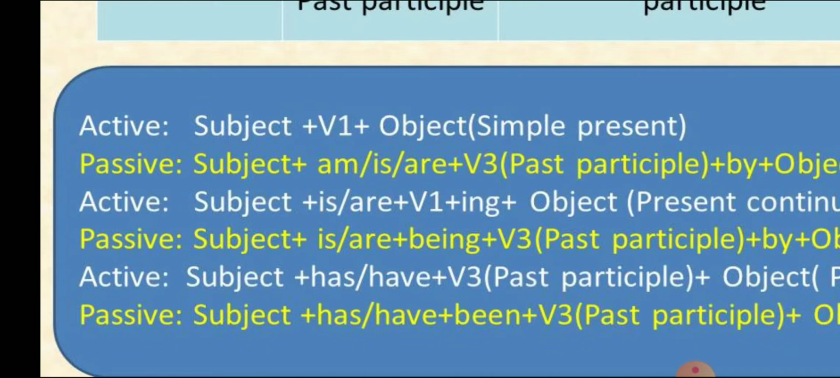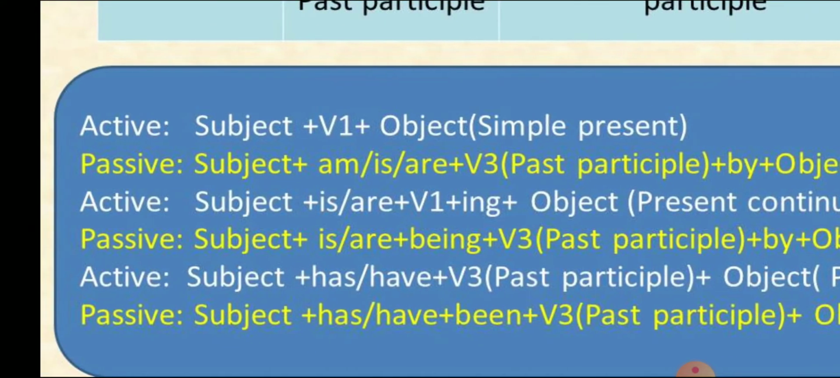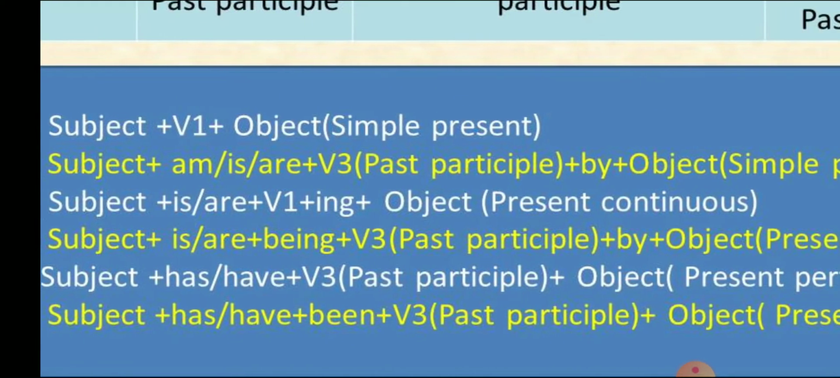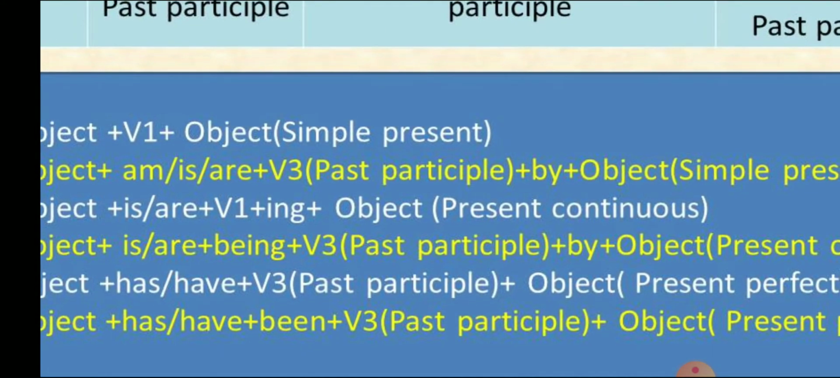In active, present continuous will be subject plus am, is, or are plus V1 plus ing plus object. And in passive, subject plus am, is, or are plus being plus V3 plus by plus object. Next, for present perfect, it is subject plus has or have plus V3 plus object. For passive voice, subject plus has or have plus been plus V3 plus by plus object.